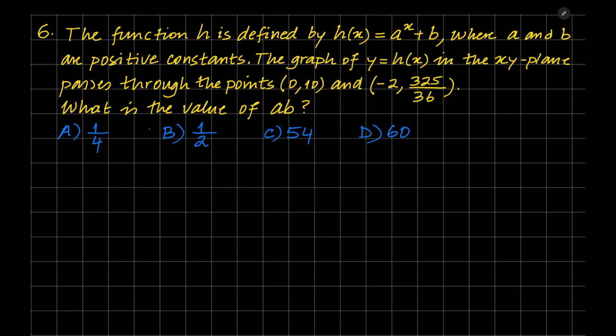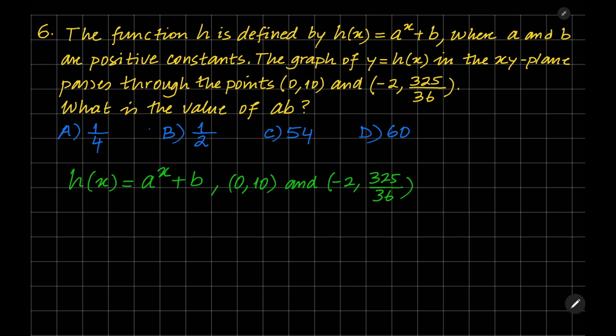It is given that the function h is defined by h of x is equal to a to the power of x plus b, and that the graph of y equal to h of x in the xy plane passes through the points 0, 10 and -2, 325 over 36.